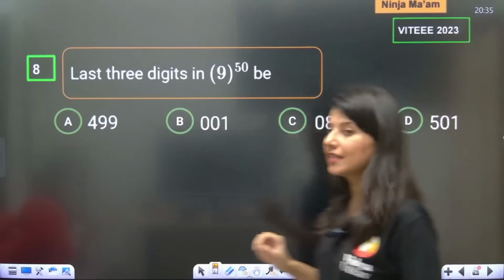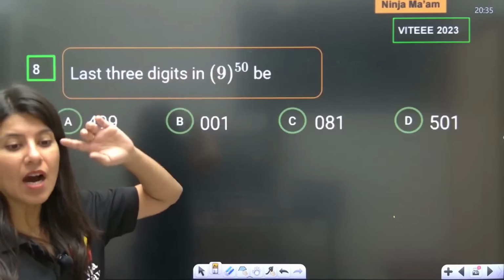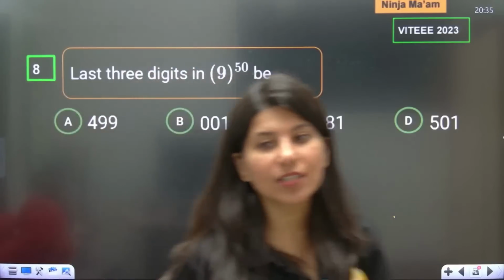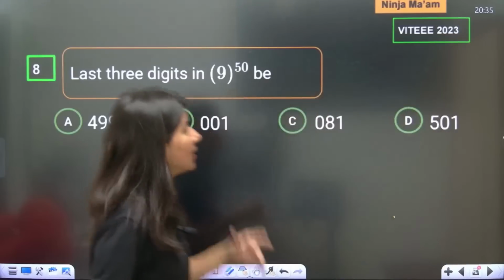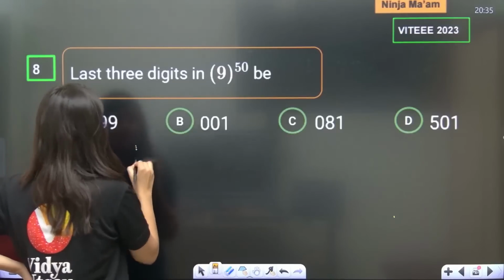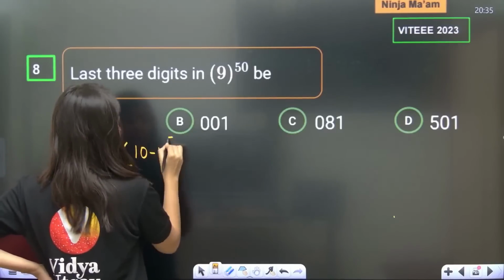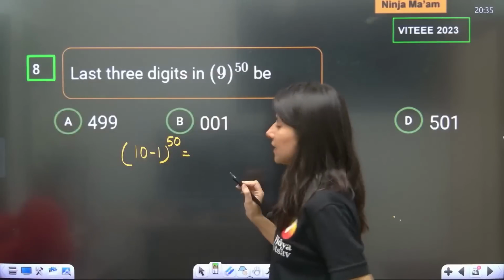The next question is related to the last 3 digits in any number. How to figure out the last 3 digits in any number. Okay. So, last 3 digits of 9 raised to power 50. Now, 9 raised to power 50 is what? 10 minus 1 raised to power 50. Let's try to expand it. Okay, 10 minus 1 raised to power 50.